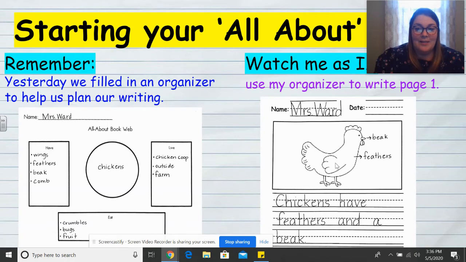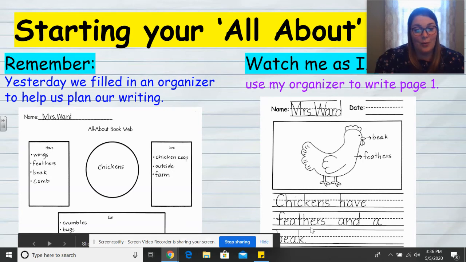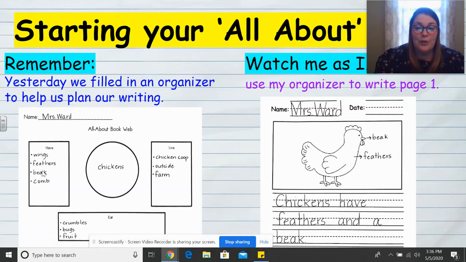And then I added some labels. I, of course, labeled feathers and beak, and those I could find in my writing as well as on my organizer. Now, if you notice, I had other facts written in this box. It's okay if you don't use all of them, because we could use them on another page for writing, or if you want, you may use all that information. And I'm going to show you the different options that you have.